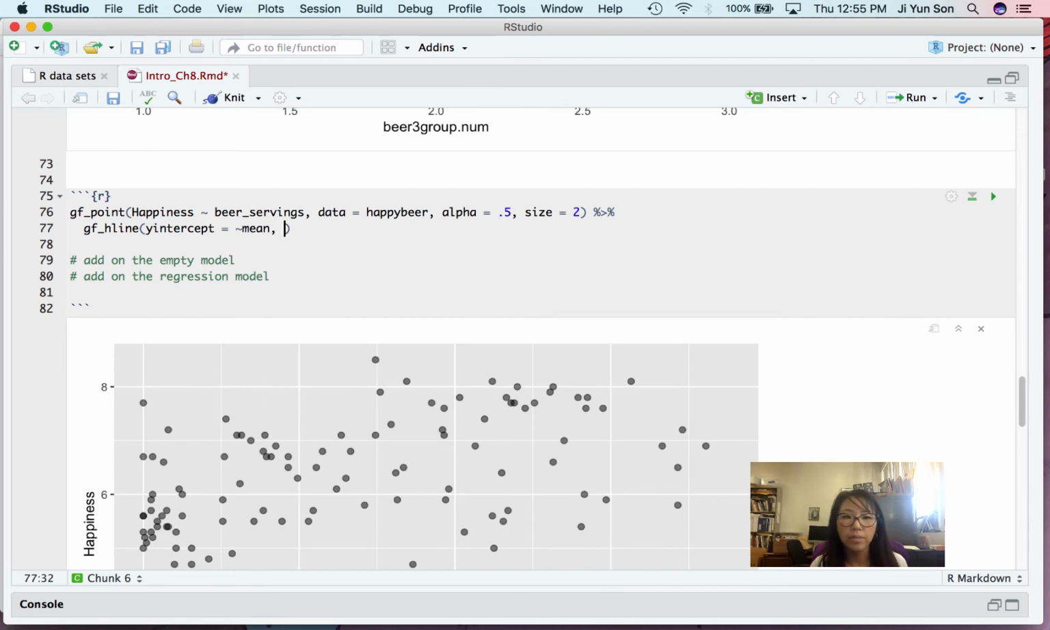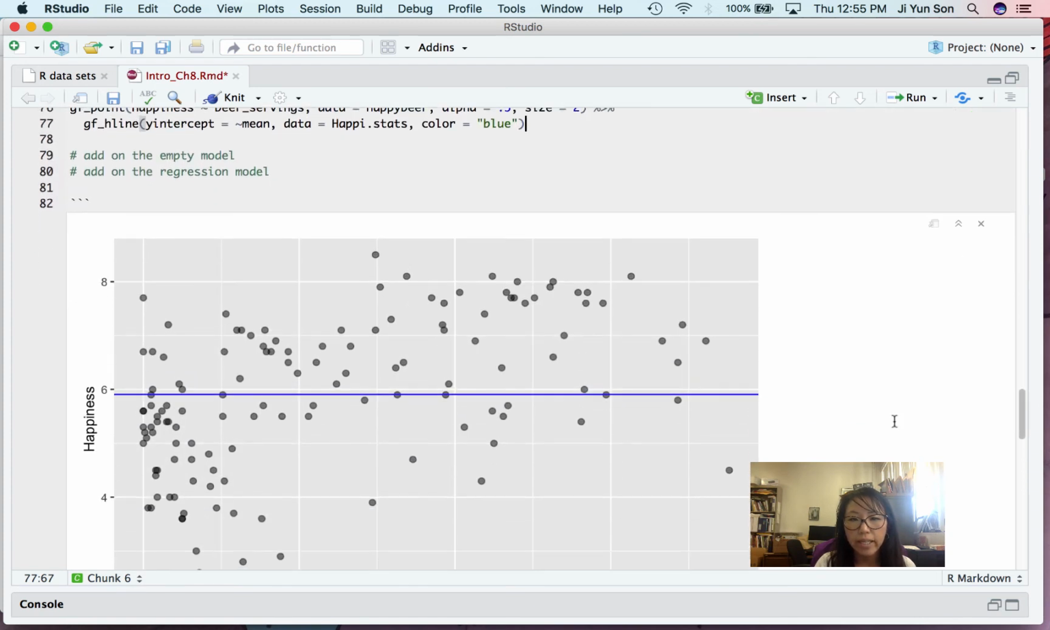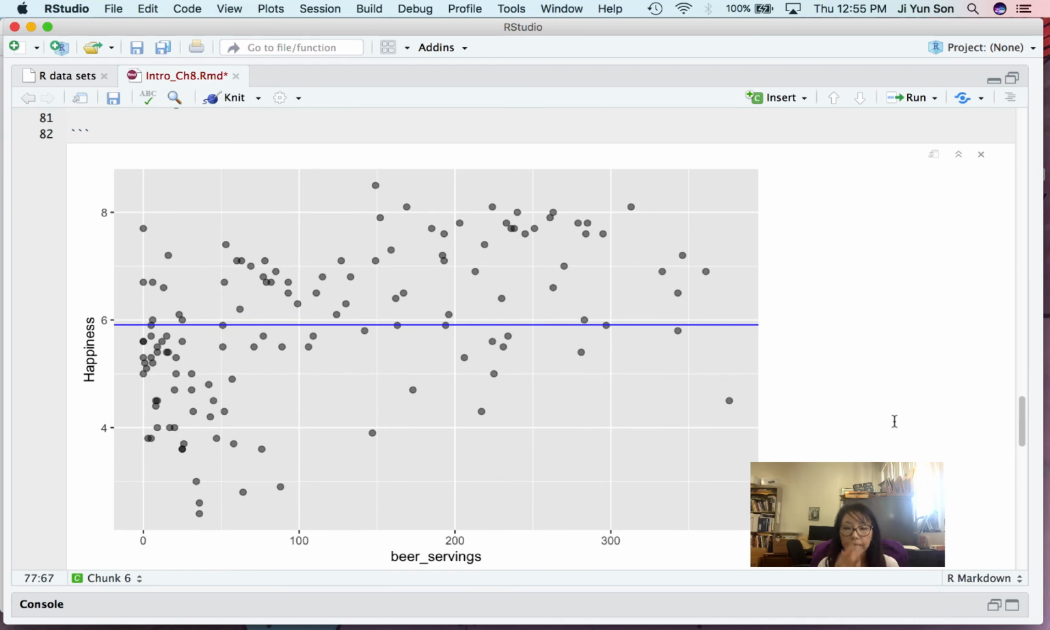I only do that tilde because I want to let it know, hey, the mean, it's like a variable, so tilde. And then data equals happy.stats. It's just something I saved before. All right, so I've added on this empty model, right? And I always like to keep my empty model in blue so that I can remember that it's my empty model, right? So I'm going to add that on first, and I'll run that code, and here's what that looks like. It should just add my horizontal line, right?